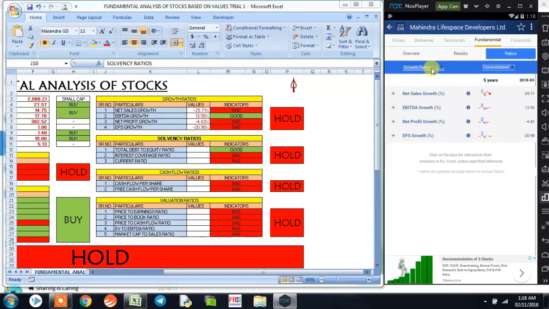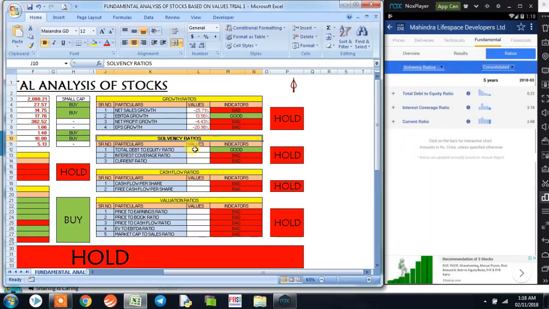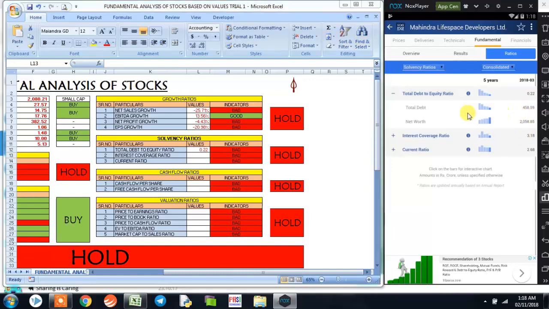Coming on to solvency ratio, the most important ratio in shortlisting any stock. The first is total debt to equity ratio, which is 0.22. Now when we click on 0.22, we get to know that the total debt on the company is 458.59 crores against a net worth of 2058.85 crores. Although okay, but as per our program, it is giving us a bad signal. For an infrastructure company, this much of debt is sort of good.